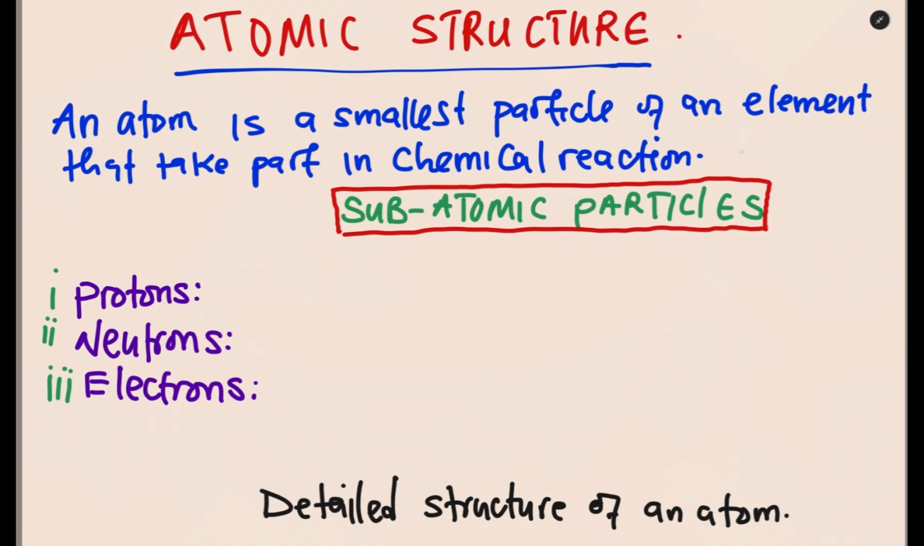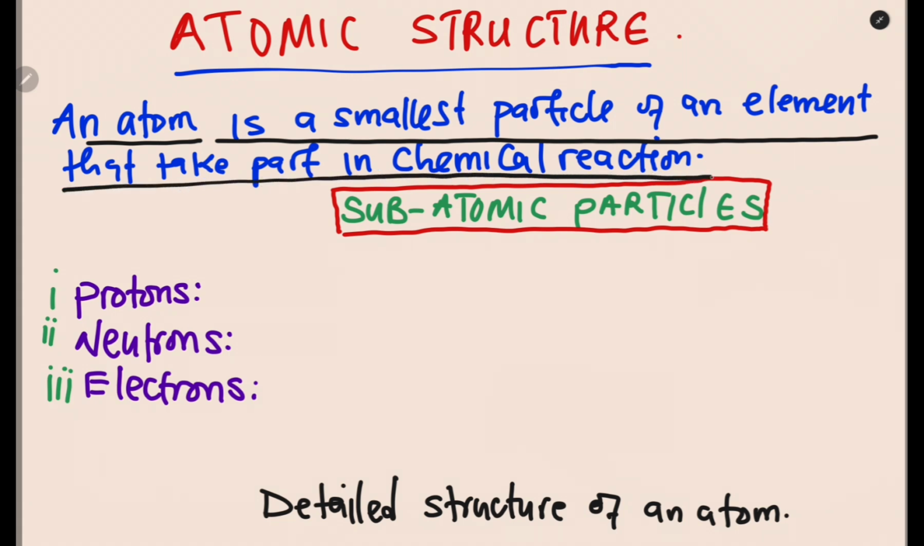If you're asked to define an atom, and this is a viable question if you are doing chemistry at secondary level, how do you define an atom? You define an atom as the smallest particle of an element that takes part in a chemical reaction. Or you can define it also as the smallest particle of an element that cannot be further subdivided by any chemical means. So that is what we call an atom.